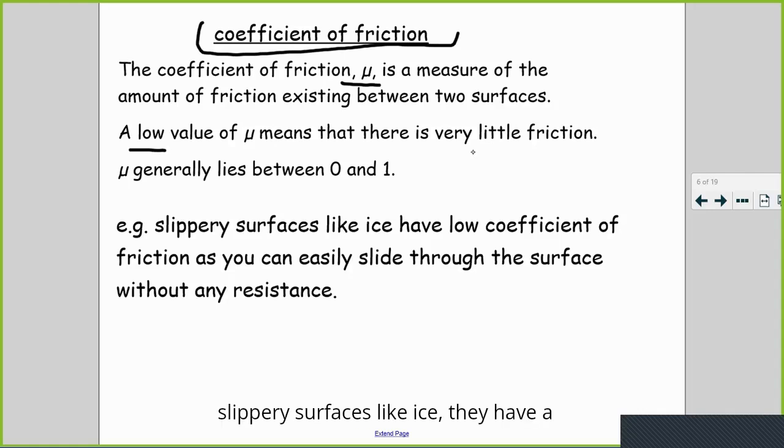Now, slippery surfaces like ice have a low coefficient of friction, so maybe around 0.1, 0.2. For example, if you were to push something on ice, it easily slides. That means there is very low friction. The coefficient of friction is measured according to two surfaces, so you can have plastic on ice, steel on ice. It's two surfaces which determine the coefficient of friction. We don't need to worry about the theory in this. We just need to know that there is a coefficient of friction and how it works.